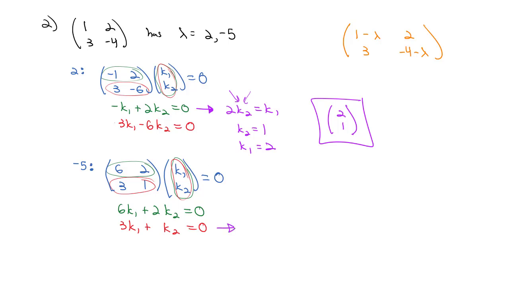Picking the more convenient formula to solve for, I'm going to subtract 3k1, and k2 is equal to negative 3k1. Picking a convenient value for the more complex side, we'll pick k1 is equal to 1, which means k2 is equal to negative 3 times that, giving us our final eigenvector of 1, negative 3.